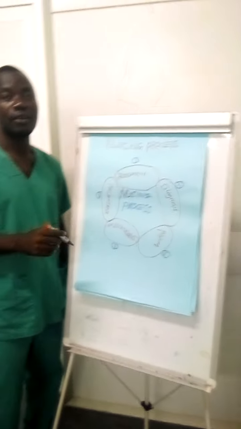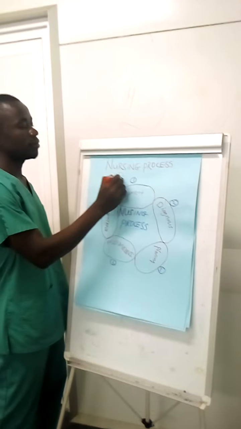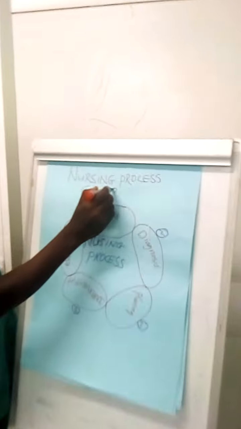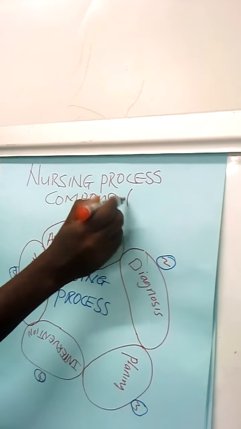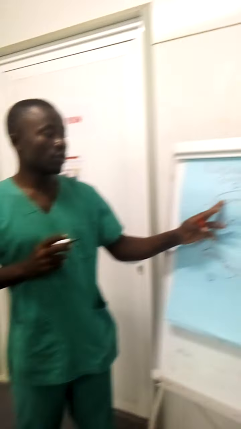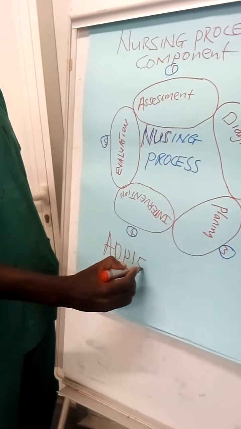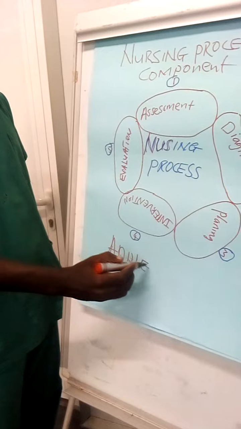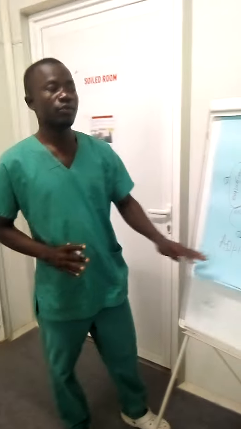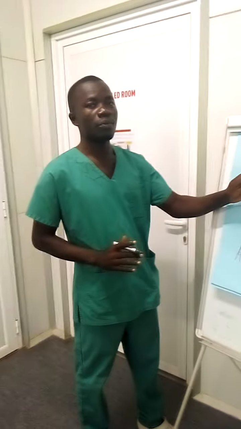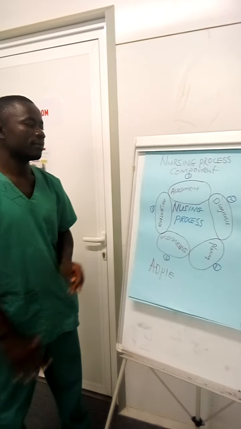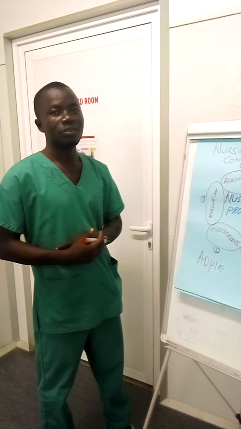Under this nursing process, we have 5 pillars. We call them components. Out of these components, we have an abbreviation, which is ADPIE: 1, 2, 3, 4, 5. This is the abbreviation we can use in order to remember the components of the nursing process. Now let us talk about assessment.